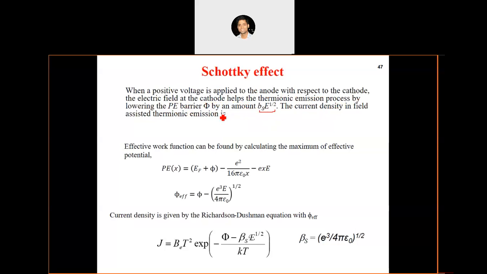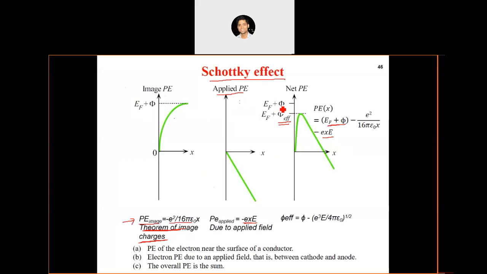Basically it is lowering the work function by a certain amount, and the current density in field assisted thermionic emission is given here. Actually, I have not removed it, sorry, but you can read it here. Basically, the Schottky effect is the lowering of the effective work function as a result of applying a positive potential, or by the application of an external electric field, which is helping the thermionic emission of electrons from the cathode. That's what I have tried to explain here.